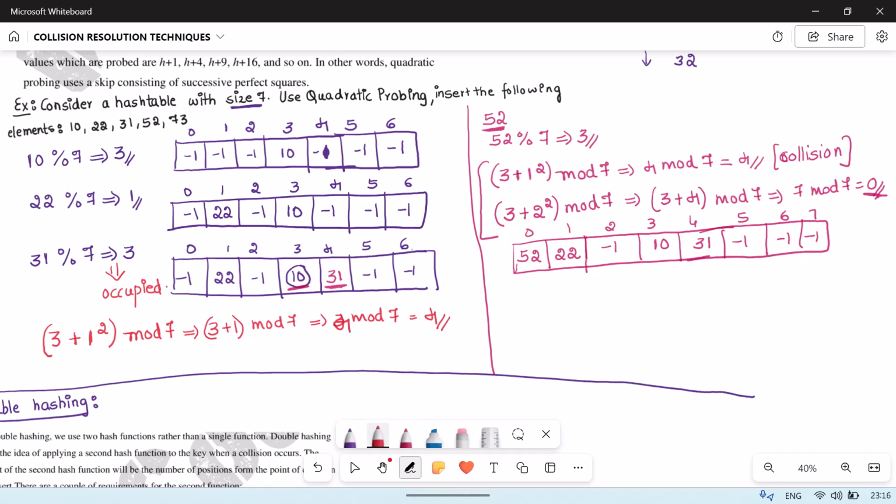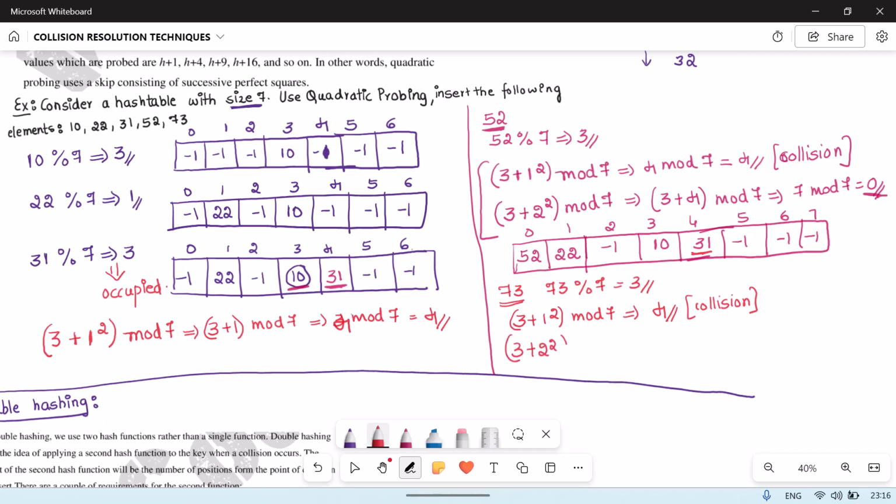Now let us do the last one, 73. So I'll do 73 mod 7. I'm getting the value 3. Again 3 is filled. So 3 plus 1 square mod 7, which is again going to be 4. 4 is also filled, right? So still collision is there. So what I will do is, I'll do 3 plus 2 square.